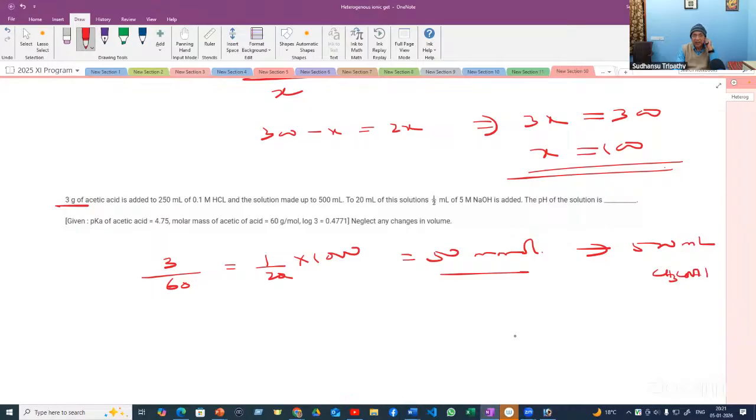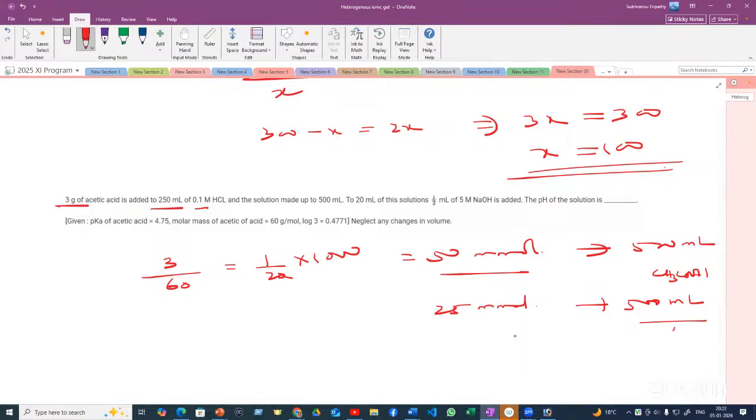And 250 into 0.1, that is 25. Now 25 millimole is there in 500, 25 millimole. And the volume is made up to 500.